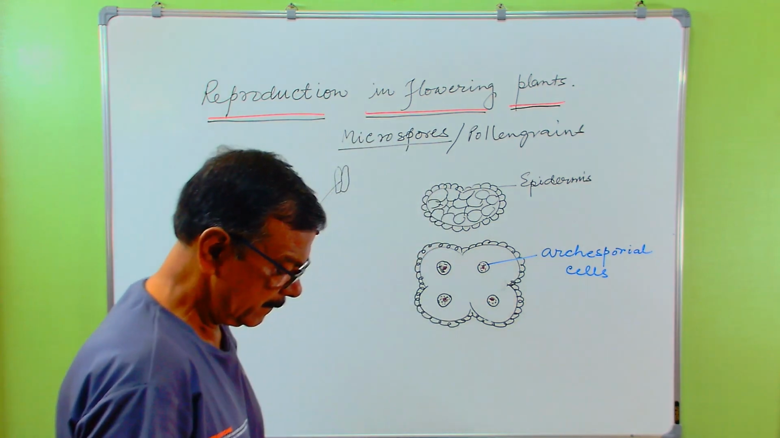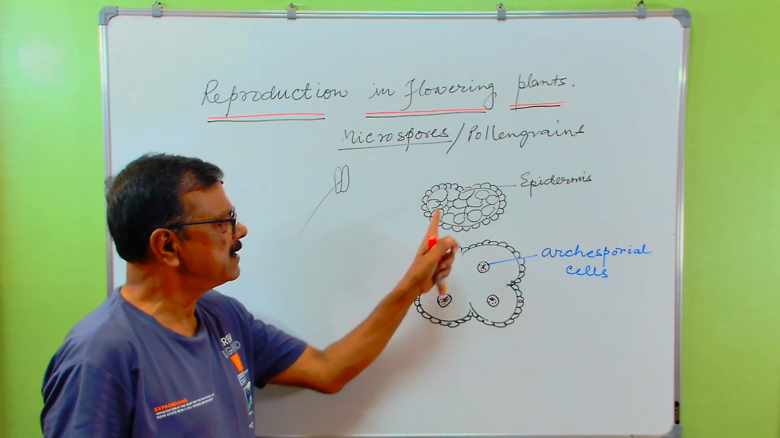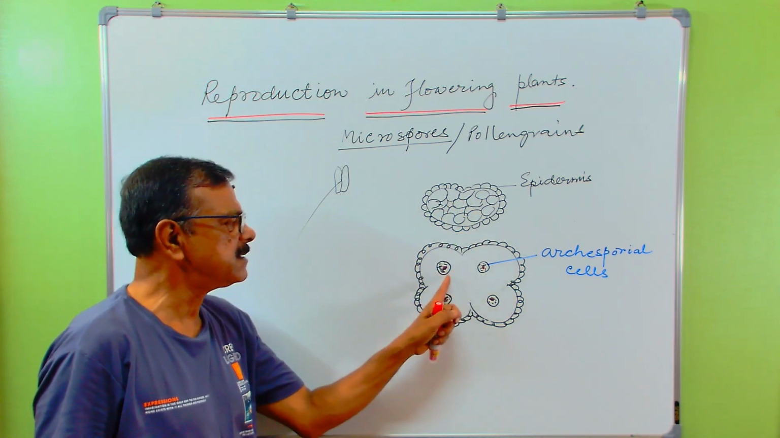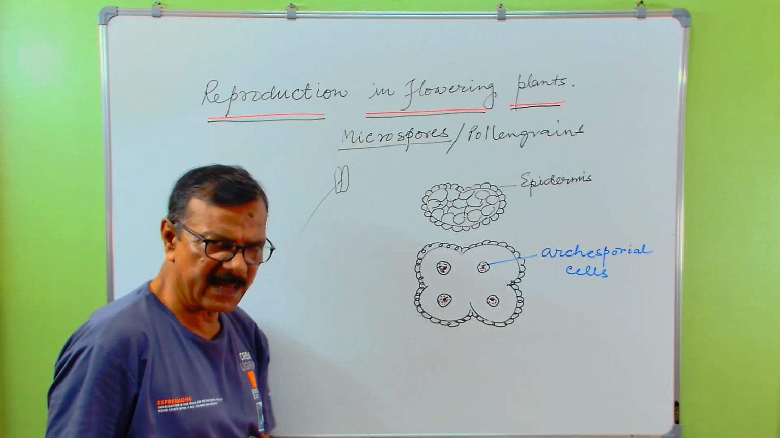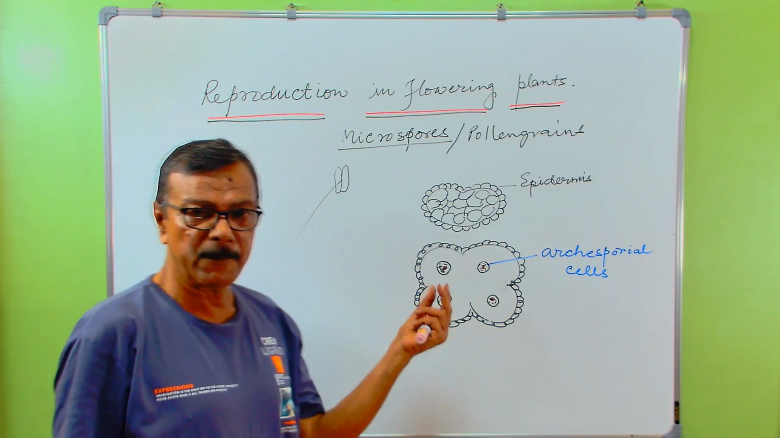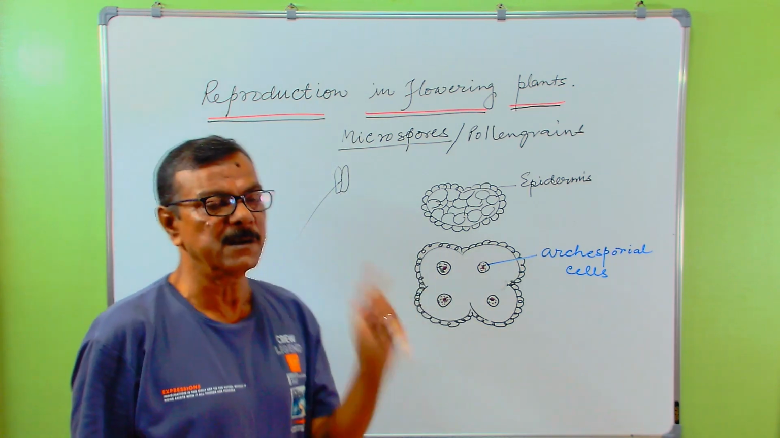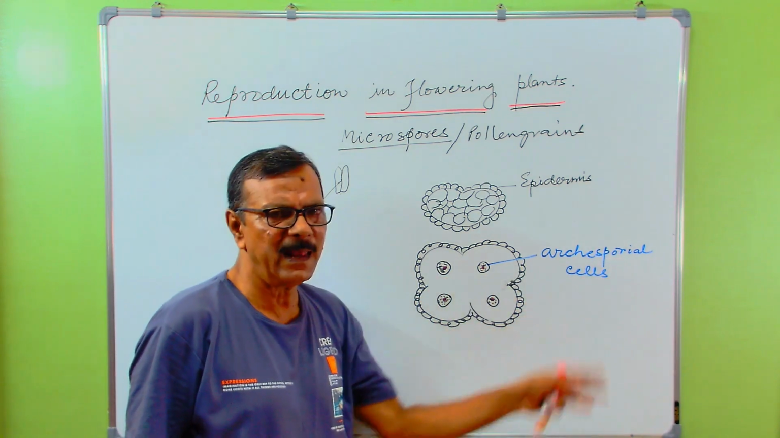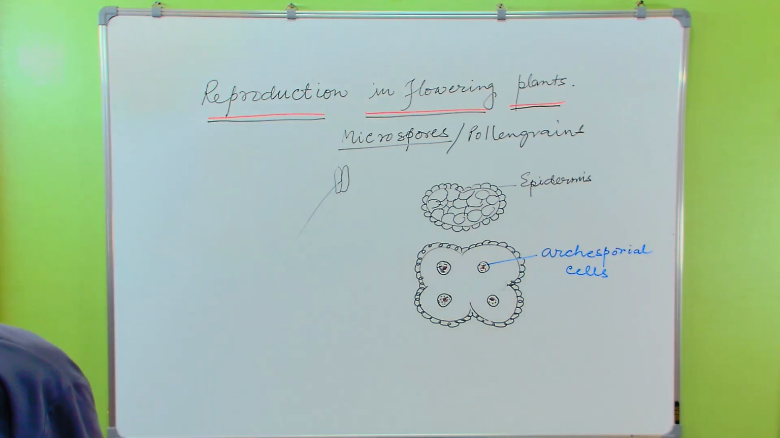Clear? Now these cells are called archisporial cells. Out of the meristematic cells, the contents of some cells become denser and they become prominent and the nucleus becomes distinct. So these cells are called archisporial cells. Clear? Next.